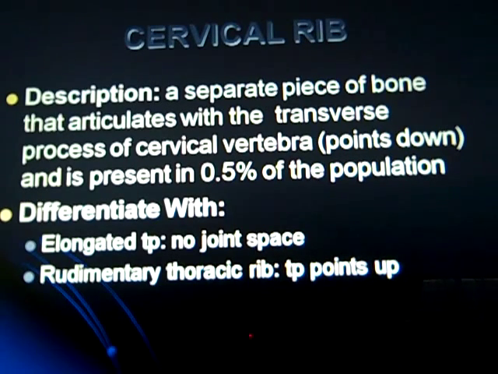It also should be differentiated from an underdeveloped thoracic rib, called a rudimentary thoracic rib. For the rudimentary thoracic rib, the TP points up, and for the cervical rib, the TP points down.